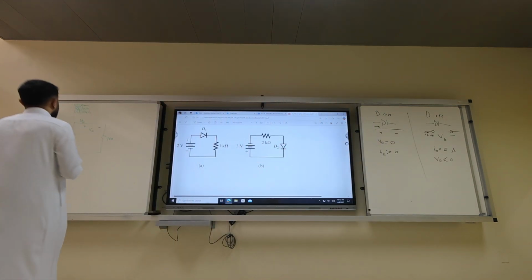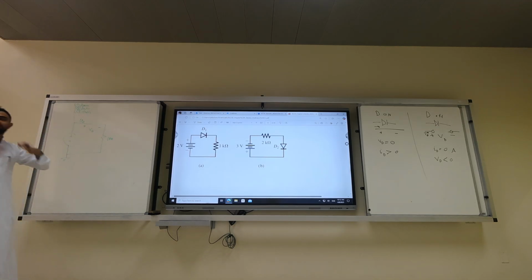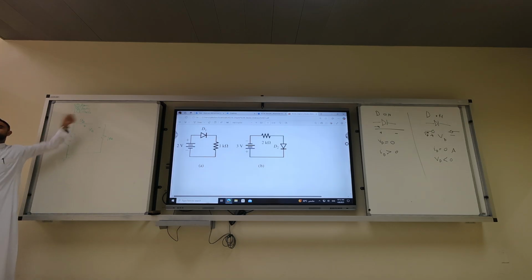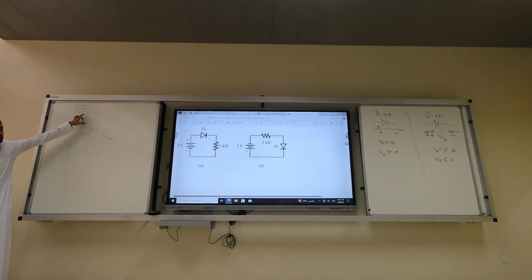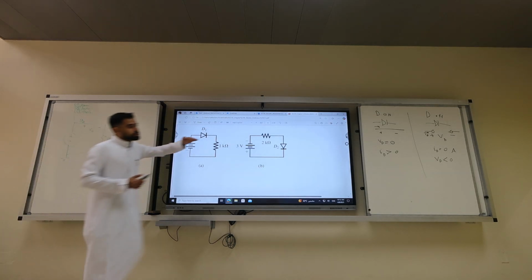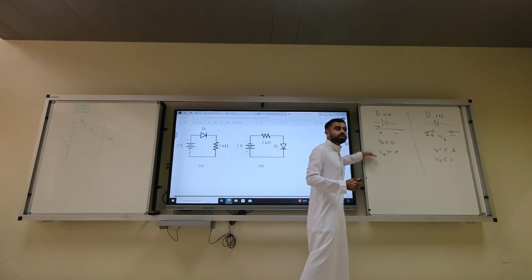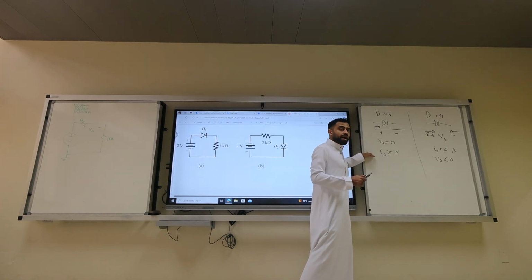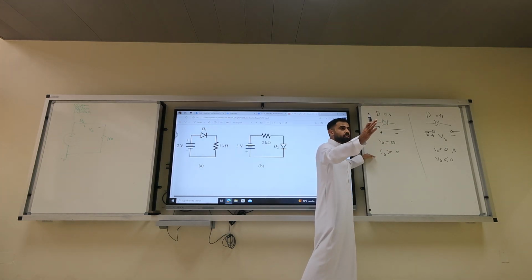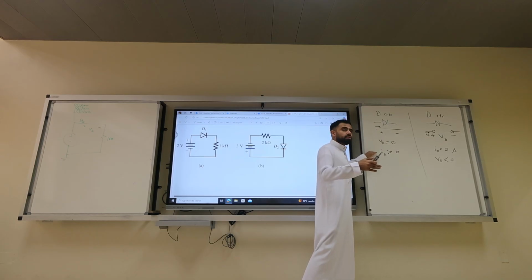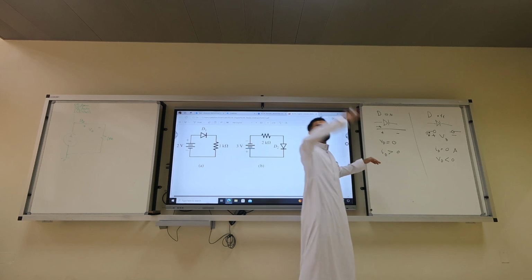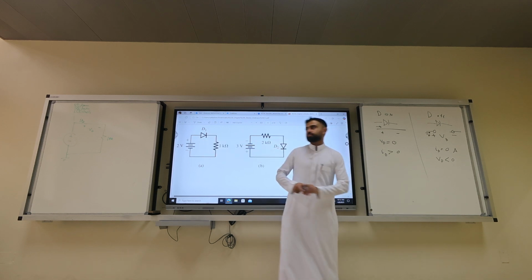The second step, analyze. What do we say by analyze? What's the goal of the analyze step? Rayyan. The goal of the analyze step is to calculate VD and ID. Once you calculate them, we go to the check, which is to check with those two conditions. If they are satisfied, the assumption is correct, and that's how the circuit looks like. Any violation means quit the assumption, go to another assumption.